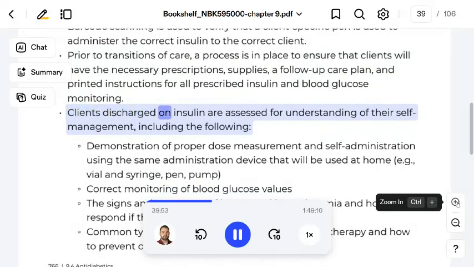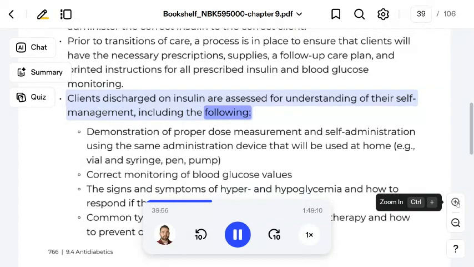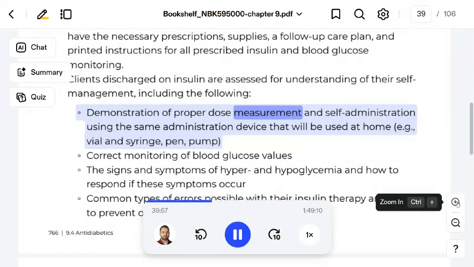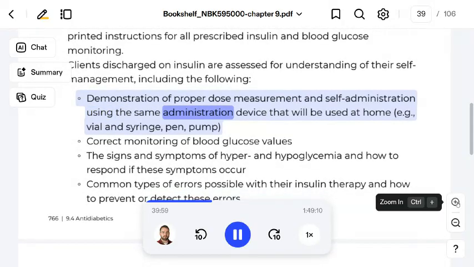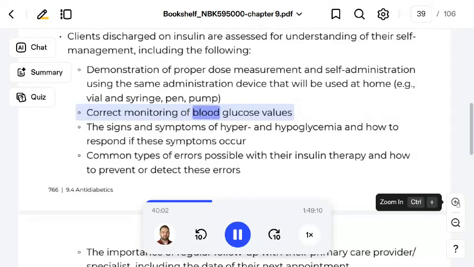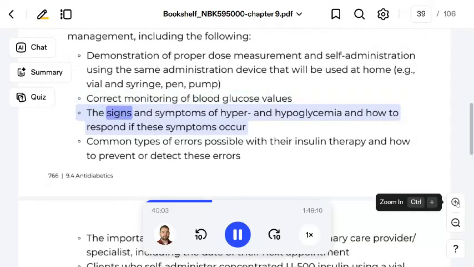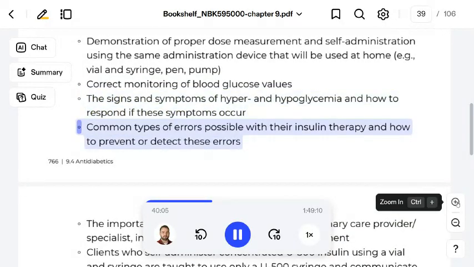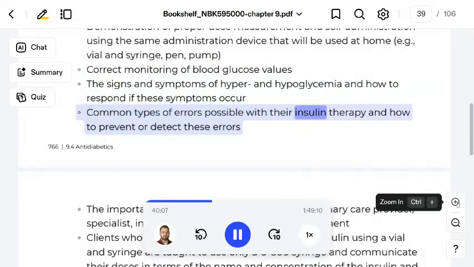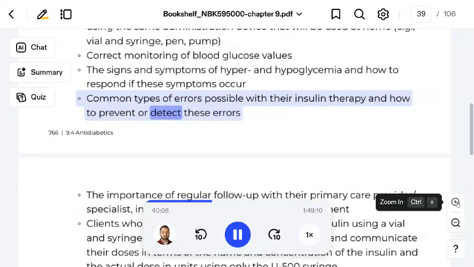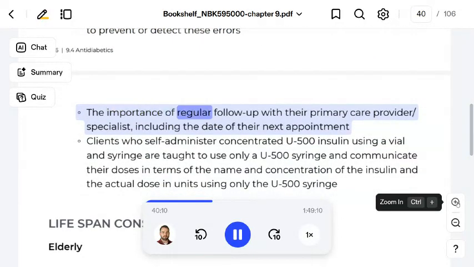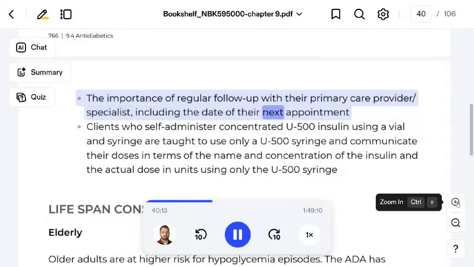Clients discharged on insulin are assessed for understanding of their self-management, including the following: demonstration of proper dose measurement and self-administration using the same administration device that will be used at home. Correct monitoring of blood glucose values. The signs and symptoms of hyper and hypoglycemia and how to respond if these symptoms occur. Common types of errors possible with their insulin therapy and how to prevent or detect these errors. The importance of regular follow-up with their primary care provider or specialist, including the date of their next appointment.